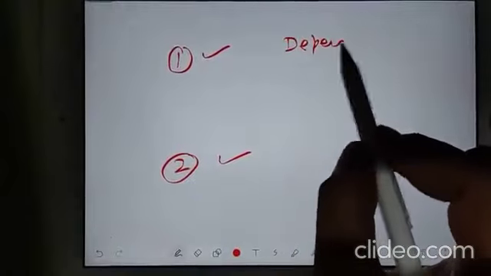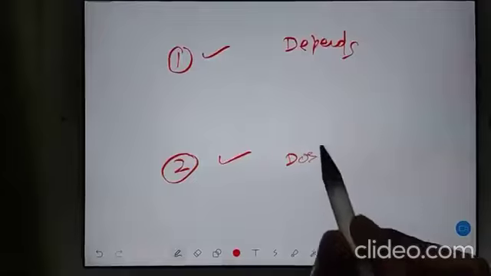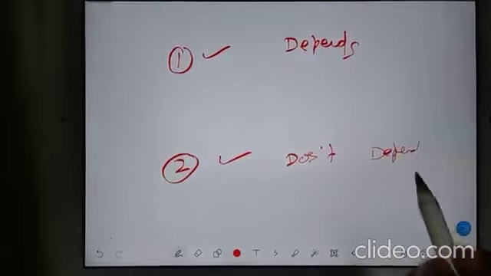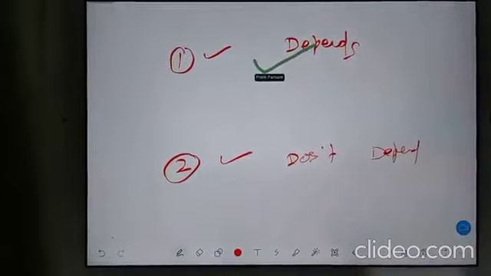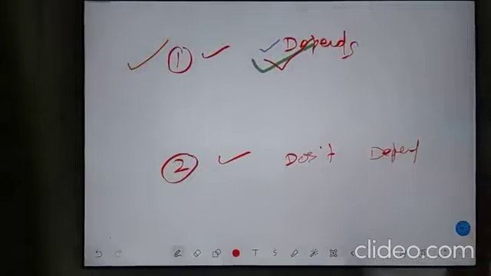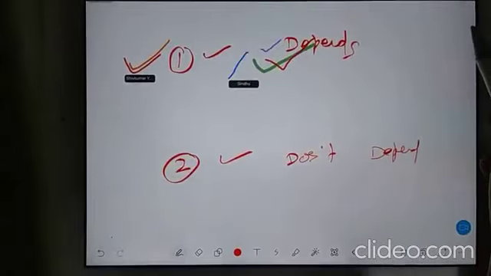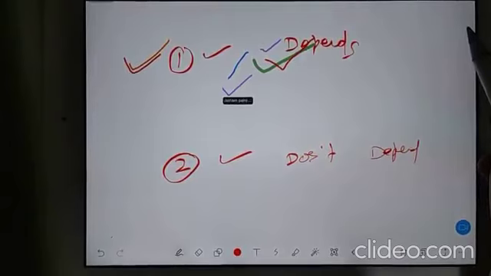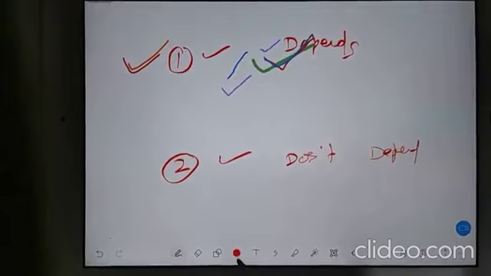Depends. Does not depend. I have to teach this topic, I am just being interactive. So 4 students are thinking drag depends on weight. 5 students. 6. 7. Okay.